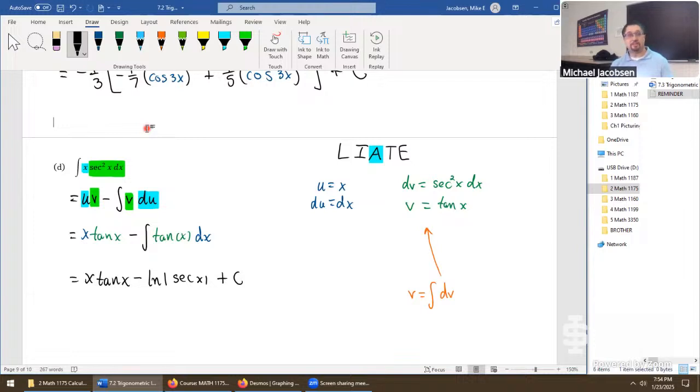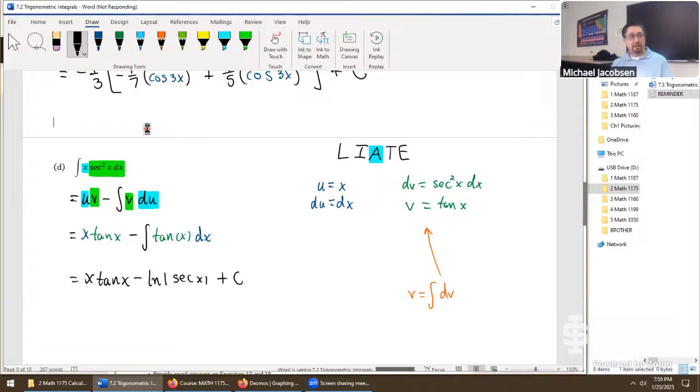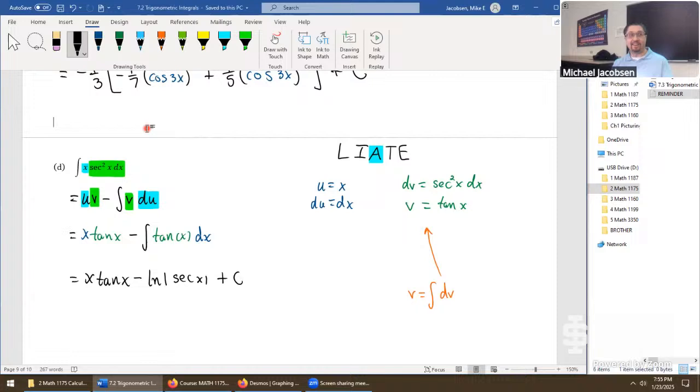Okay, so that's our trigonometric integrals. Really, all section 7.2 was a bunch of u substitutions and lots of trigonometric identities that we were working on. Section 7.3 is similar, but one slight little difference on how we form our substitution. So let's take a look at that in our next section.